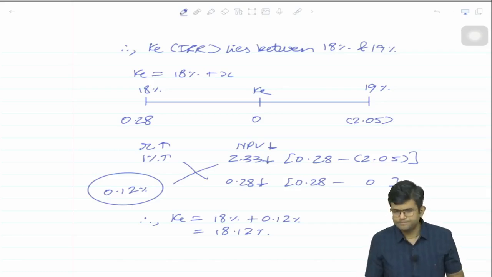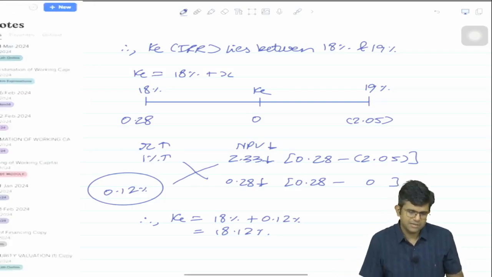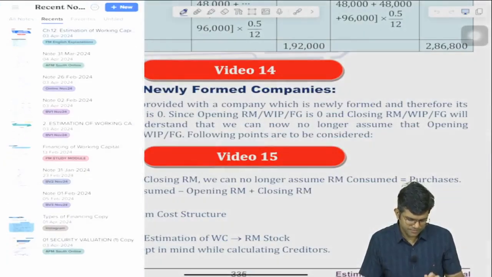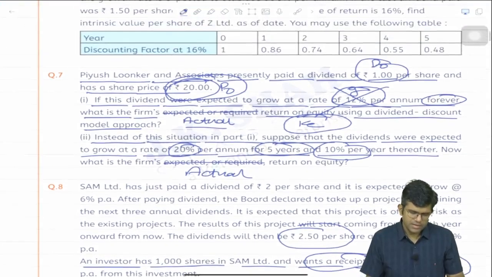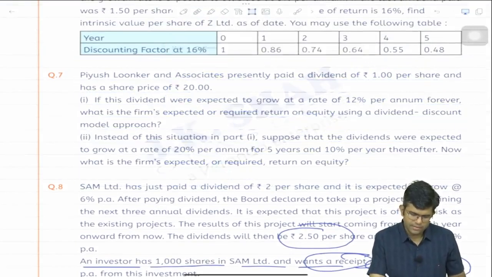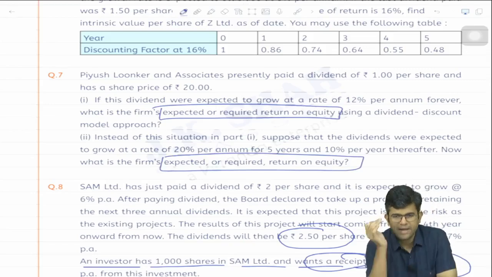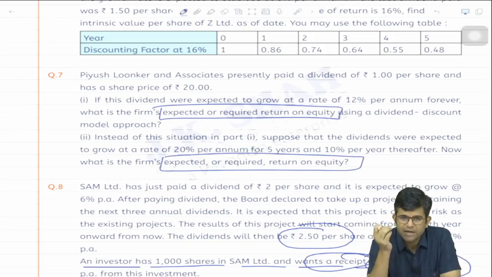All done? Now, such a nice question. Why did I put it in miscellaneous? I put it in miscellaneous because they are wrong in calling this answer as required return. I hope you are understanding. It is not required return. It is the actual return. Everyone clear now? It is IRR.